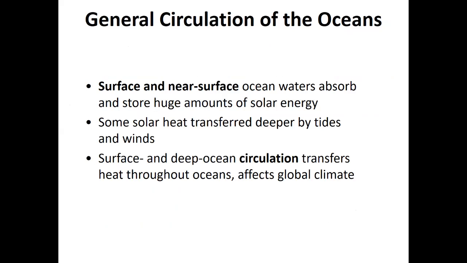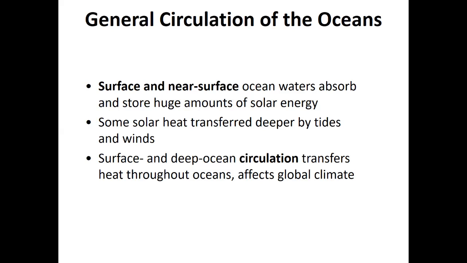So then the energy absorbed from the sun sets the atmosphere in motion, and also sets the ocean in motion. So in the ocean, there's surface and near surface waters. They participate in currents. And these currents are waters that absorb and store huge amounts of solar energy. And they transport that energy from low latitudes, near the tropics, to higher latitudes and poles. And then there's also some solar heat that's transferred deeper into the ocean by tides and winds.